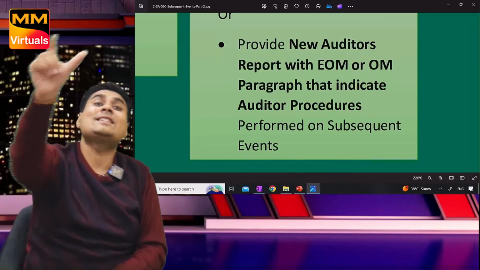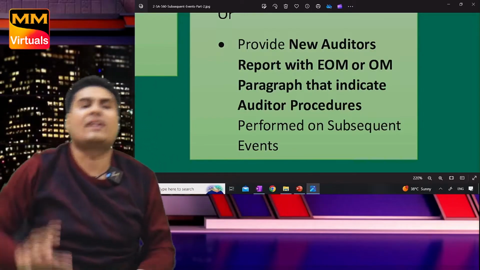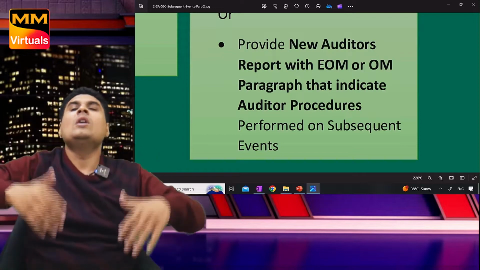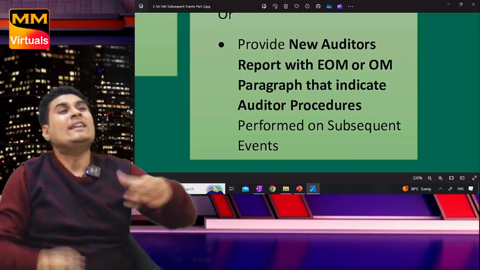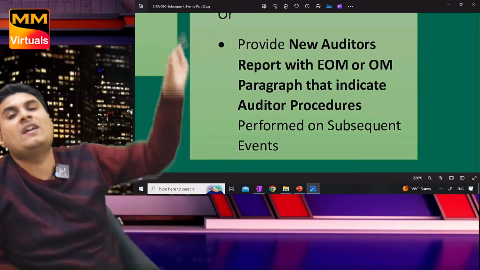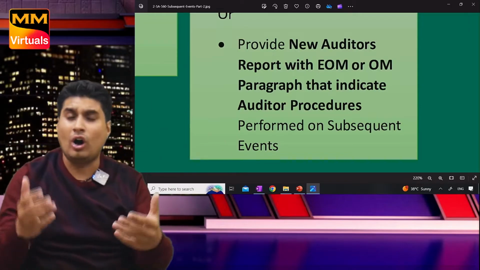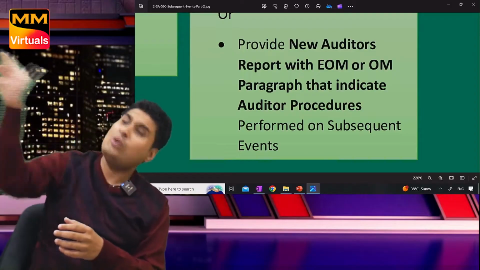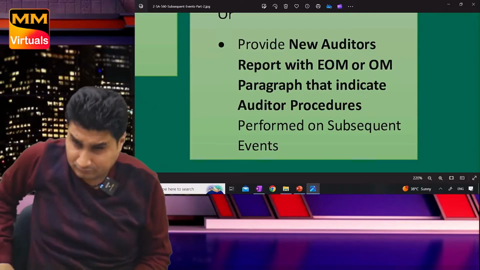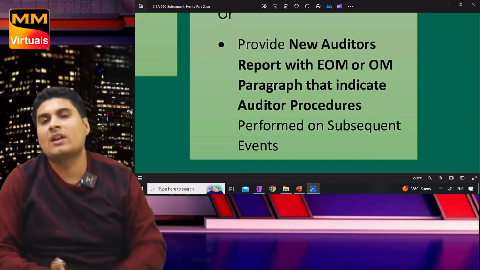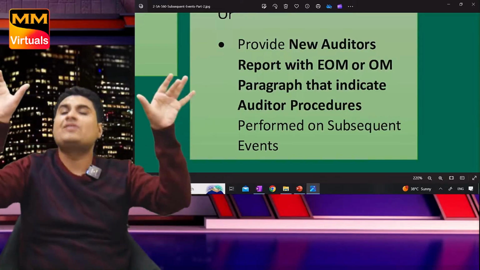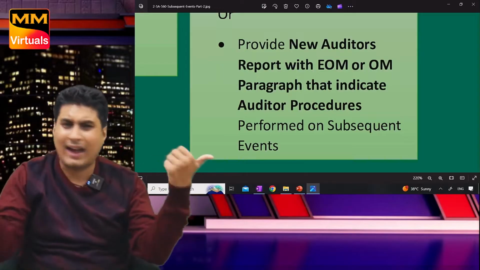But if the change is only to the extent of the subsequent event, then what will we do? Provide a dual-dated audit report: an audit report with an extra date, stating that between this date and this date we have only checked the subsequent event. Or provide a new auditor's report with an EOM paragraph, emphasis of matter, about which we will learn in the next standard, next chapter, stating that we have checked the subsequent event. Understood? Either way, it's okay.